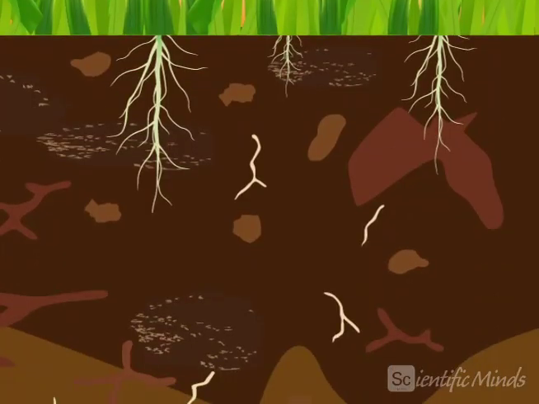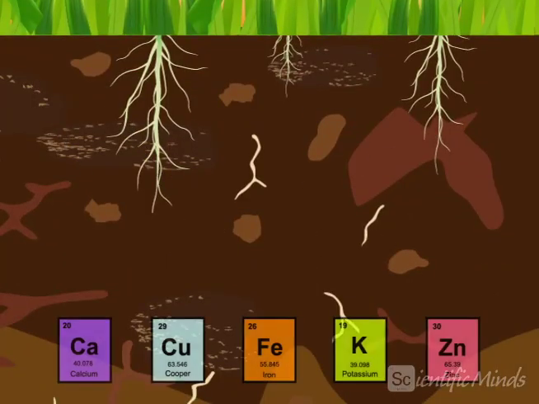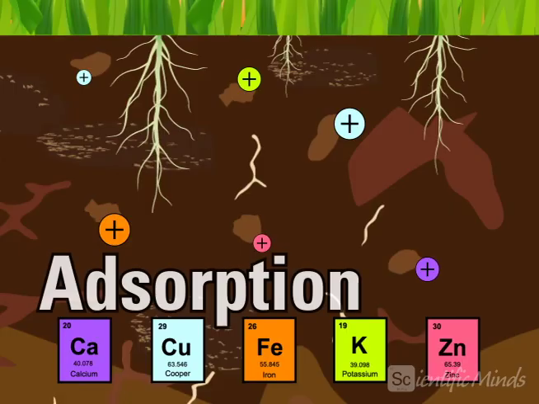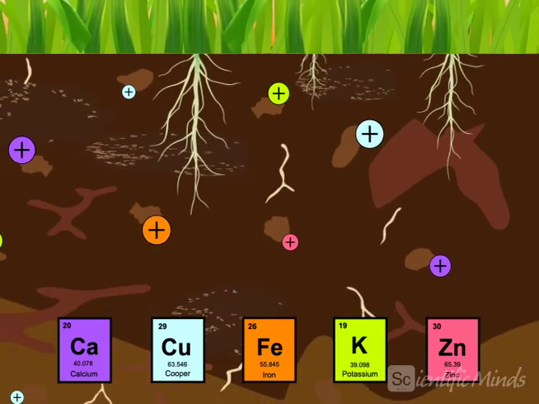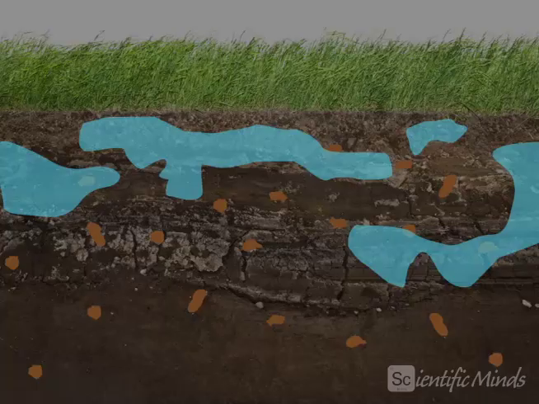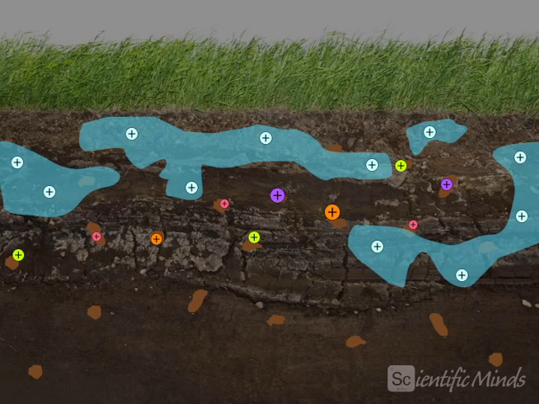The negatively charged humus and clay particles attract these cations. When cations stick to the soil particles, it's called adsorption. The more humus and clay particles a soil contains, the more nutrients it can hold. Soil water holds cation nutrients in solution.